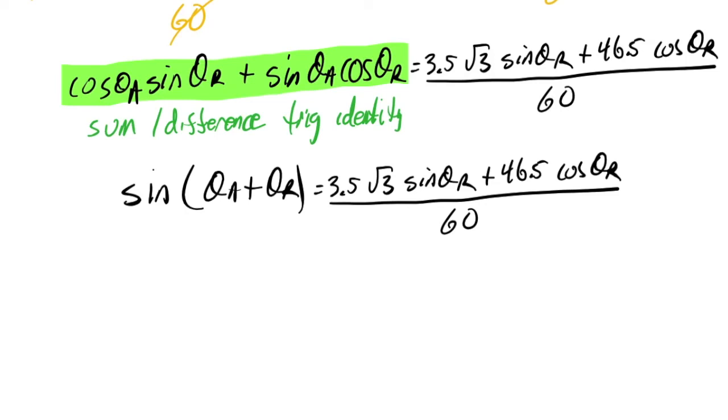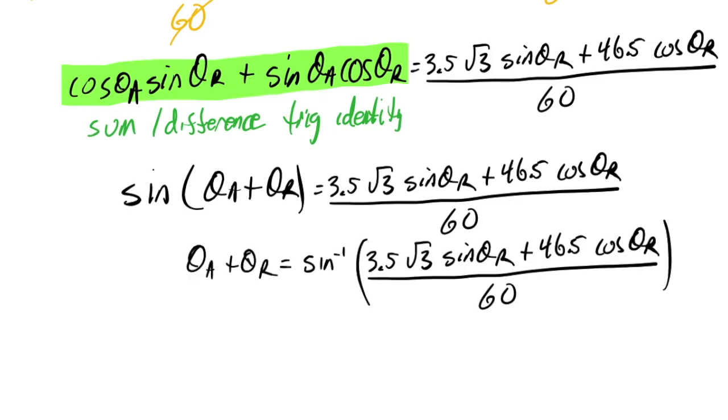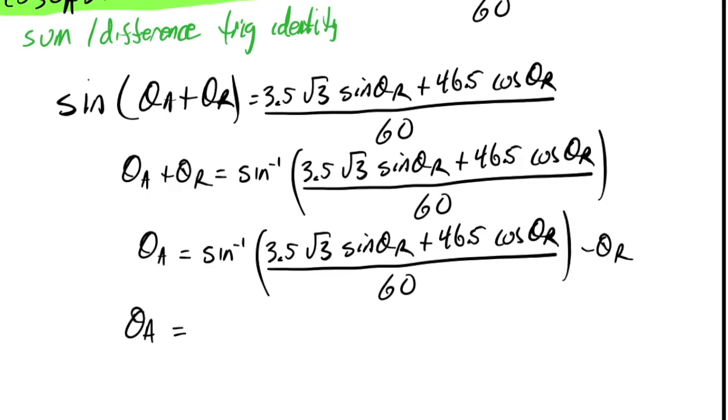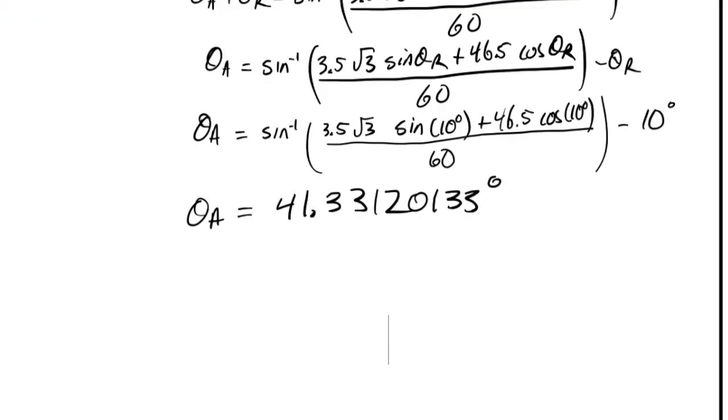Again, as a reminder, sine theta r and cos theta r are just numbers because we have the value for theta r. So we're going to take the arcsine of both sides, or sine inverse if you prefer. And then we are going to isolate for theta A. And now we're going to substitute in for our values for theta r, which gives us a value of theta A of 41.33120133 degrees with all the calculator vomit.